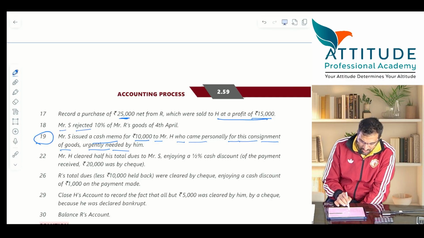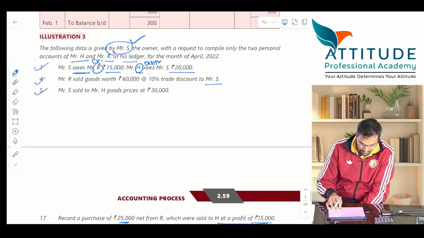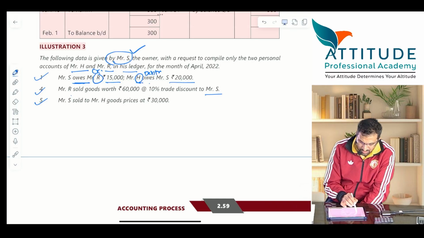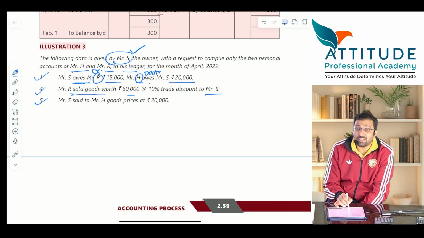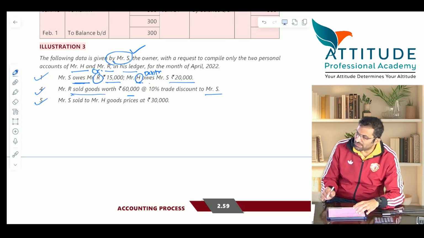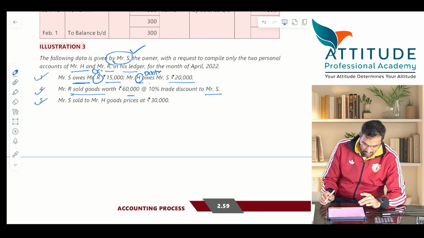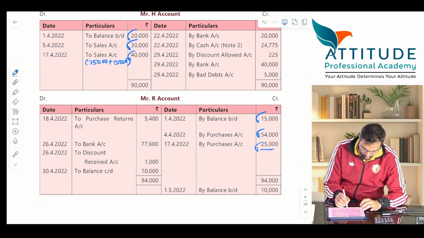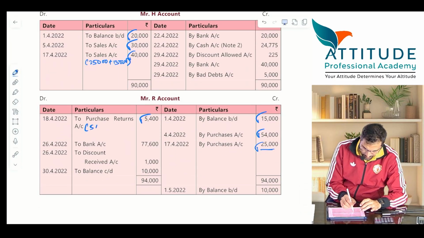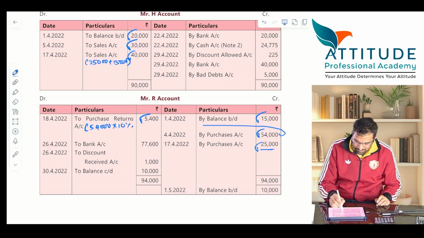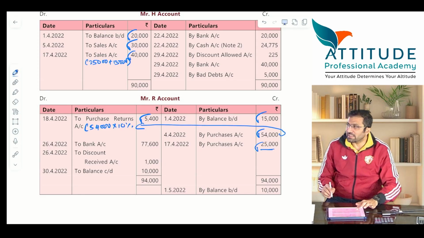S rejected 10% of R's goods on 4th April. From R, you have purchased the goods, no? Which is 54,000, not 60,000. 10% is rejected means how much? 5,400 is purchase return. Entry. Mr. R account debit to purchase return. Very good. R account debit to purchase return. ये है 54,000 into 10%. यही 54,000 का. इधर 10%. Is that clear? Next.